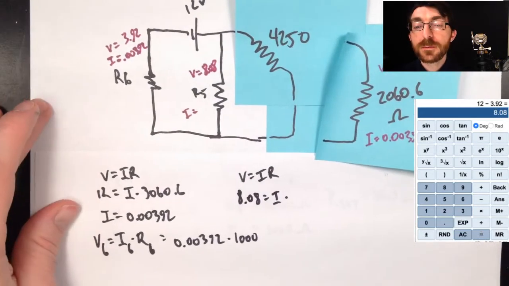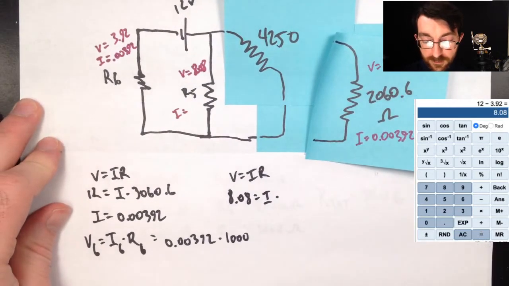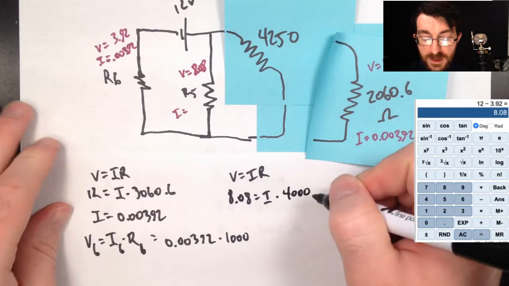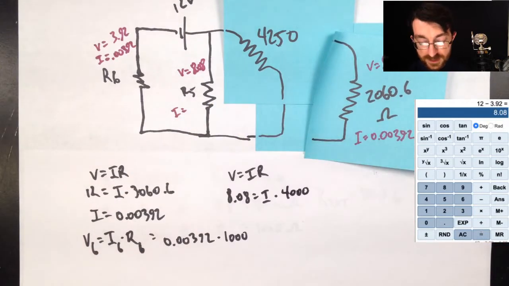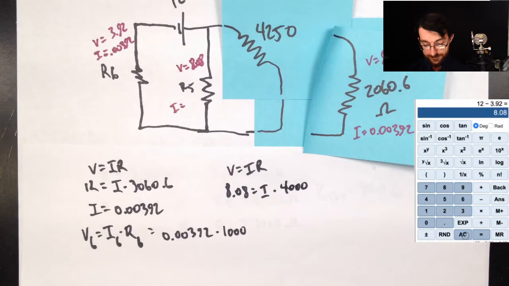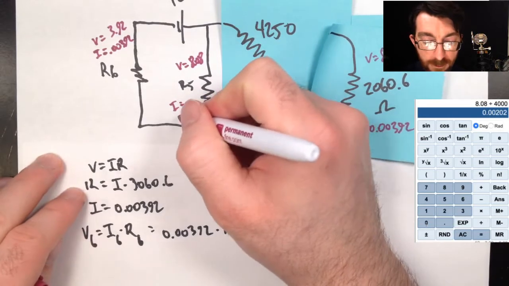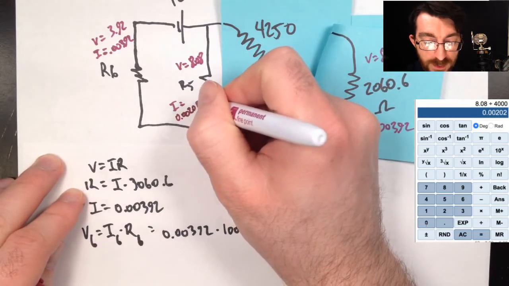So is that all in frame? Yeah, just making sure it's all there. So I already forgot. 4,000? Was that it? Yeah, 4,000. So if we want to know the current through resistor 5, it's going to have to be 8.08 divided by 4,000. Oops, 8.08. Gotta clear that. 8.08 divided by 4,000 is 0.00202.